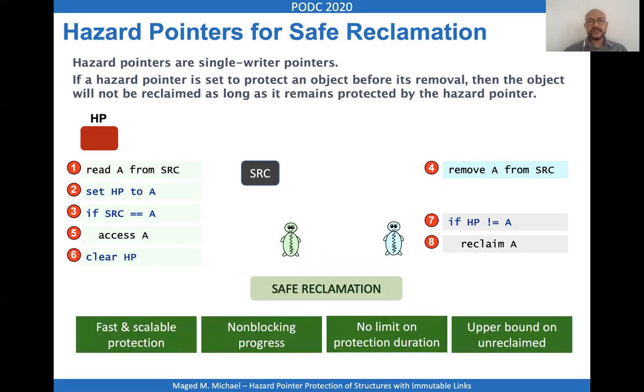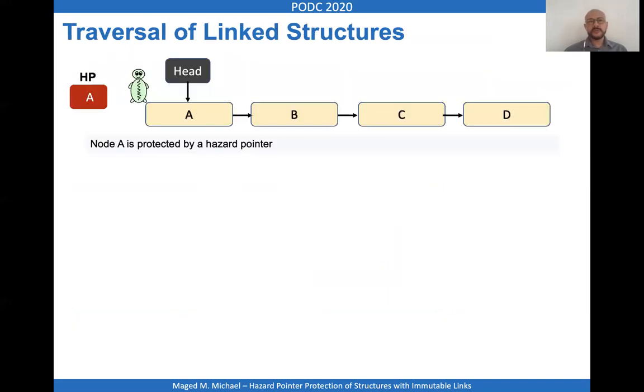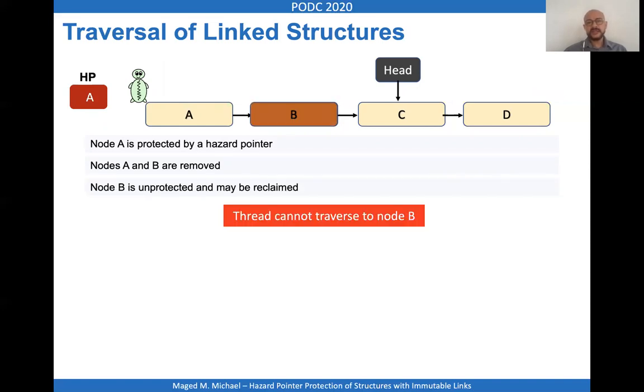There are many advantages for the hazard pointer algorithm in terms of speed and scalability and progress guarantees and immunity to delays. But then there's a limitation for its protection of linked structures. So looking at this example of a singly linked list, we have a thread that is protecting an object A with a hazard pointer, but we know that it's not protecting the rest of the objects. If it wants to traverse to node B, that's not guaranteed. So you can have another thread that removes nodes A and B, and A is protected, but B is not. So actually, B could have been reclaimed already, and the thread cannot just traverse to node B.